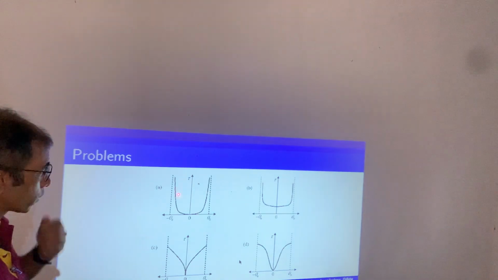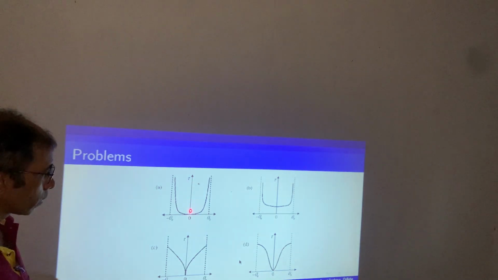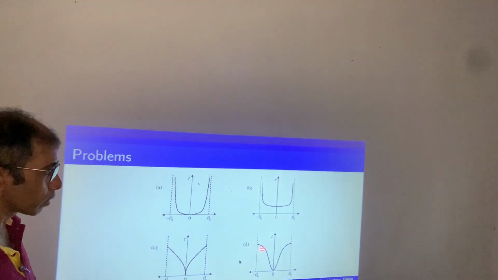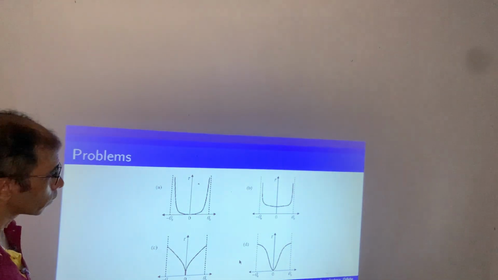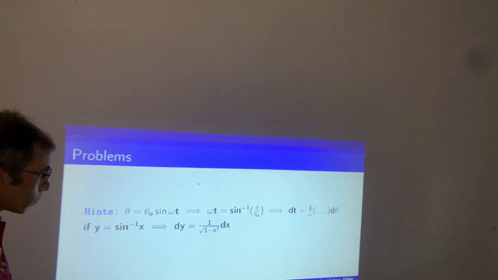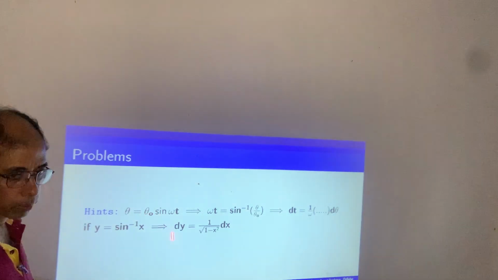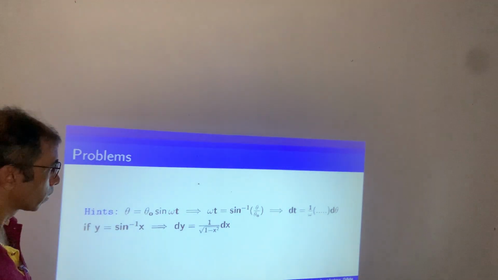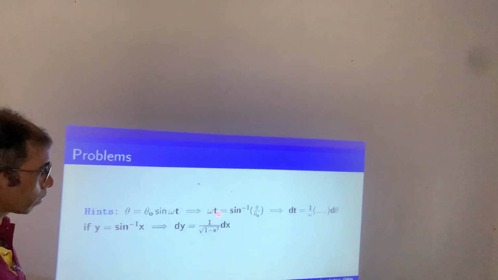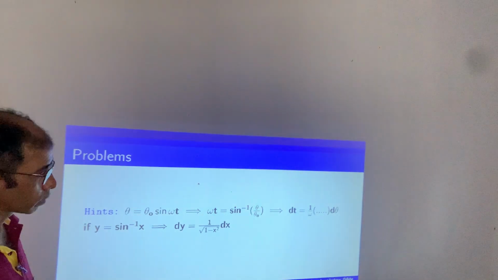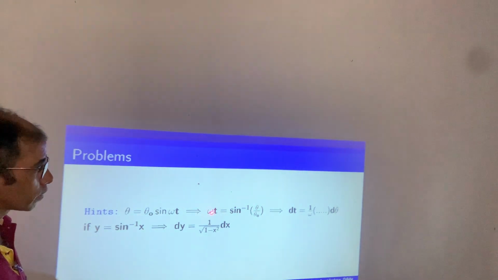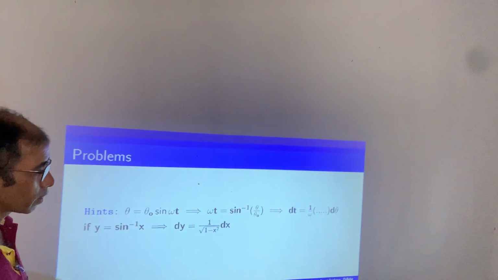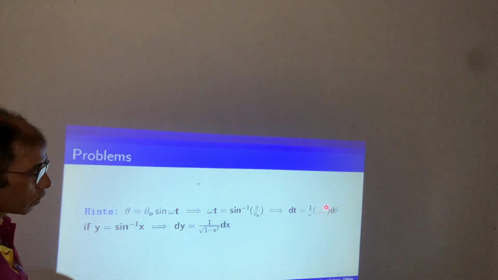Okay, tau as a function of theta. So vertical axis is tau and the horizontal axis is theta. So which one is correct? For that we have to do a simple thing. So theta is equal to theta naught sine omega t. This is the simple harmonic oscillation. Then we can immediately write omega t is equal to sine inverse theta by theta naught. Or if you take the differential on both sides, we can write dt is equal to 1 by omega, then we will get some function of theta into d theta.